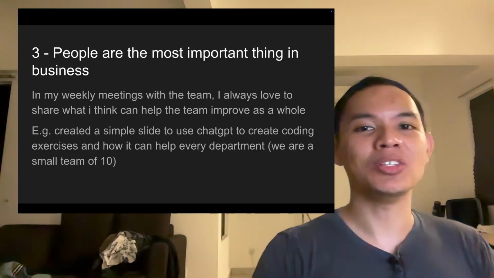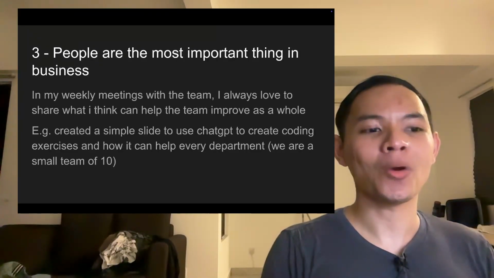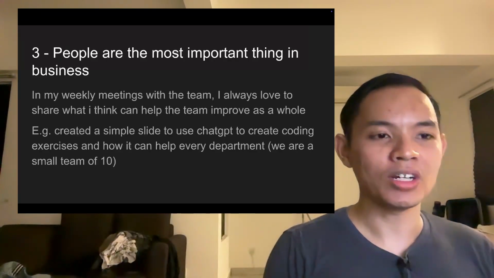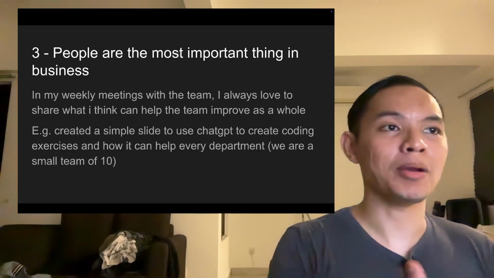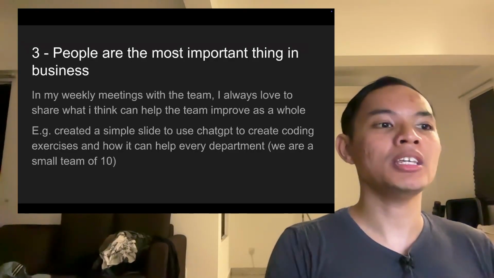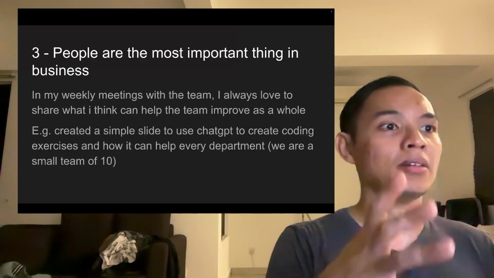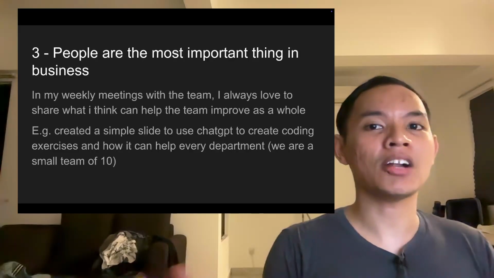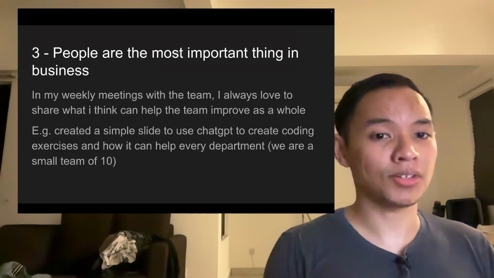So the one-on-ones are one way, but at the same time, the one-to-many way is during the weekly meetings with my team. I always love to share what I believe can help the team as a whole. So using the same ChatGPT approach as with my one-on-one, I realized that maybe other people don't see the amazing effect of using ChatGPT in their current work, because it literally can do things faster for you, right?